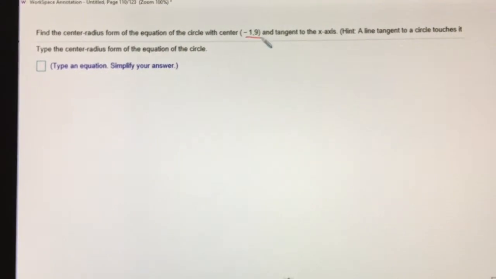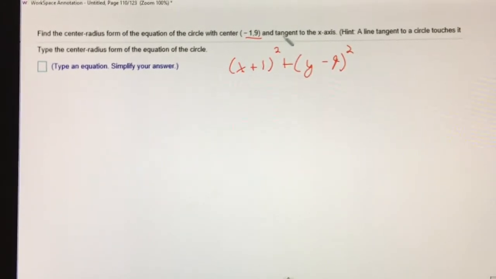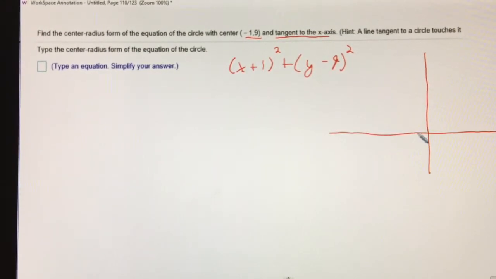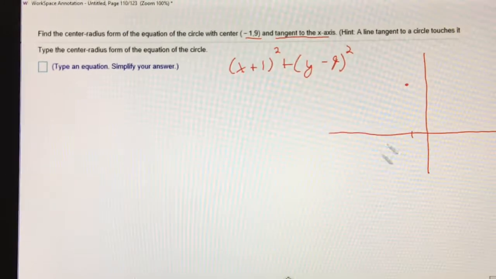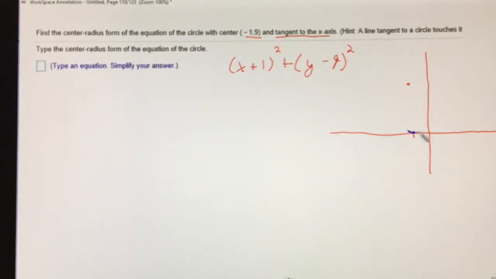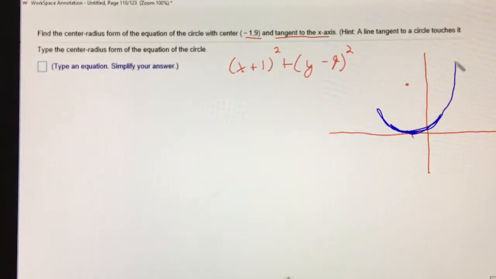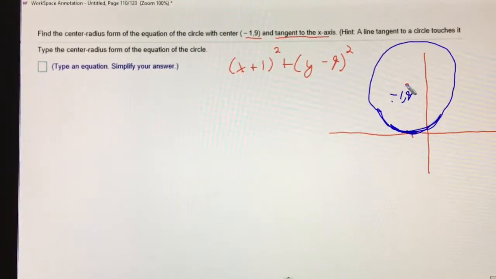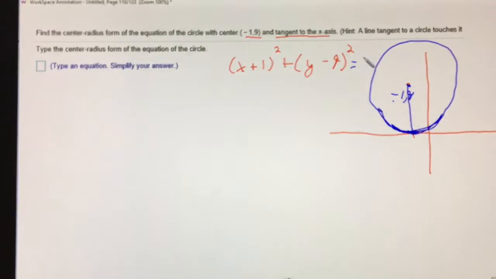Then what's center radius? So instantly, it's going to be x plus 1 squared plus y minus 9 squared. And they tell me that the circle is tangent to the x-axis. So if I draw a quick xy axis, and I go -1 and then up 9, and they tell me it's tangent with the x-axis, that means the bottom of the circle is going to touch down here with the x-axis. And since that's -1, 9, the radius is going to be 9. So that's going to equal 9 squared, or 81. So that should be my answer.